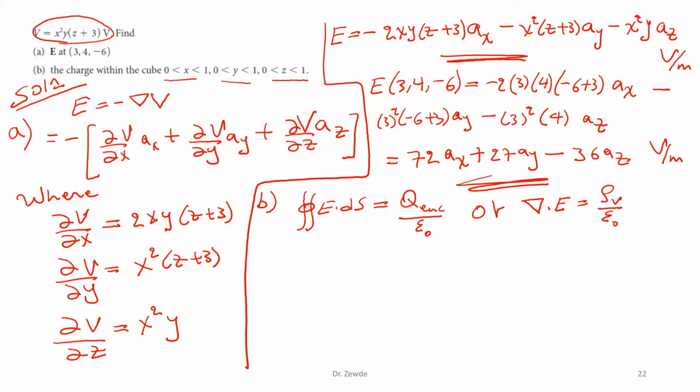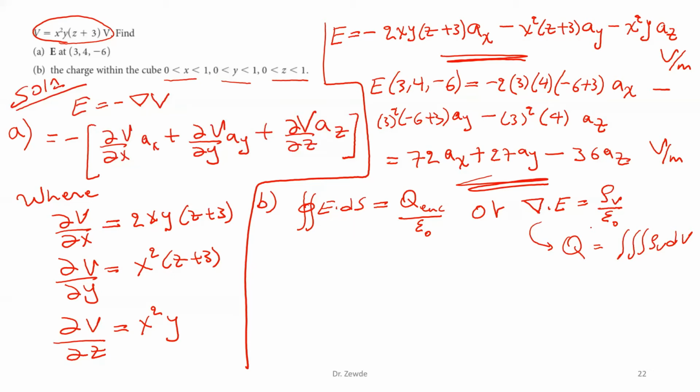One is to take the integral over the closed surface, and that will give you the total charge. The other is to take the divergence, which gives you the charge density, and if you integrate over the entire volume, that will give you the total charge, Q equals the volume integral of rho V dV. In the first case there's one step; in the second case we have two steps to determine Q.